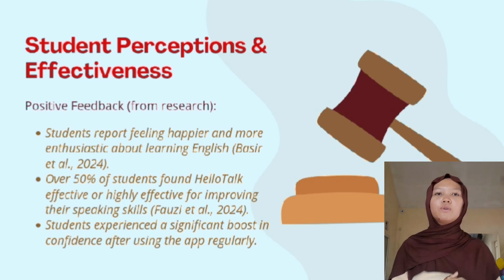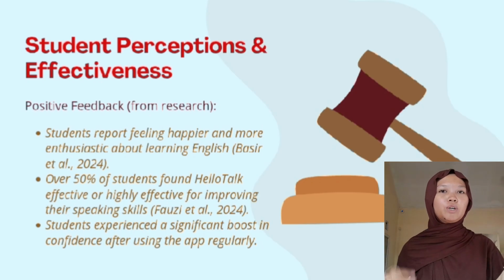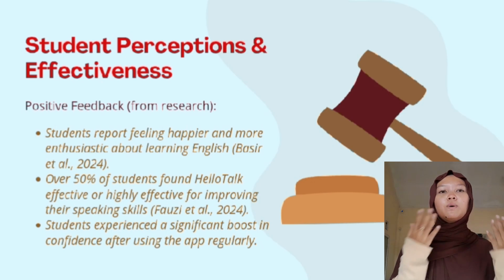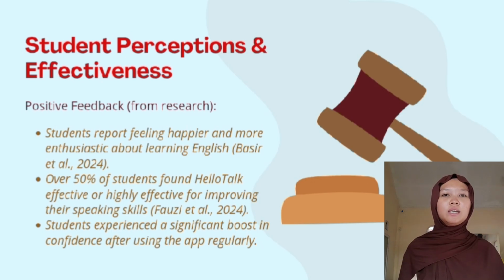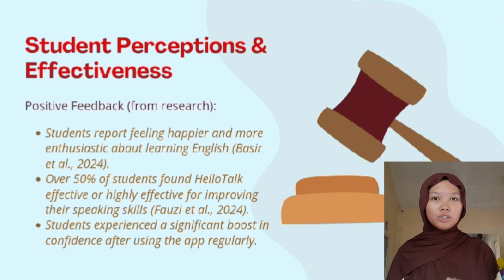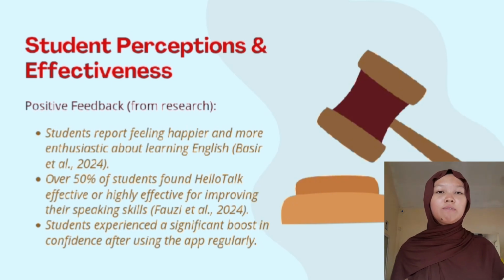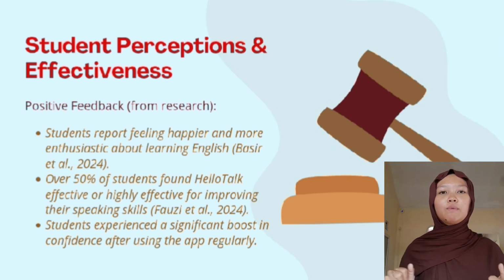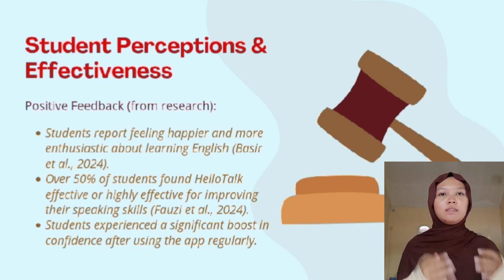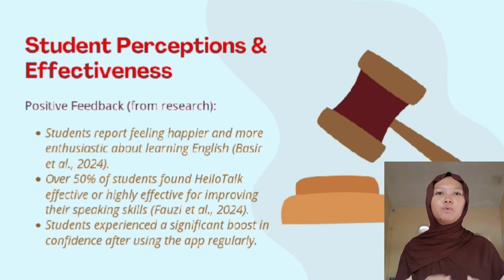Now, let me walk you through a detailed demonstration of how HelloTalk works in practice. When you first open the app, you'll see a clean, intuitive interface with several main sections. The Search tab lets you find language partners based on specific criteria. You can filter by country, age, gender, interest, and language proficiency level. This helps you find partners who match your learning style and interests.